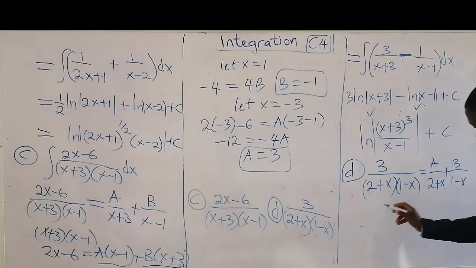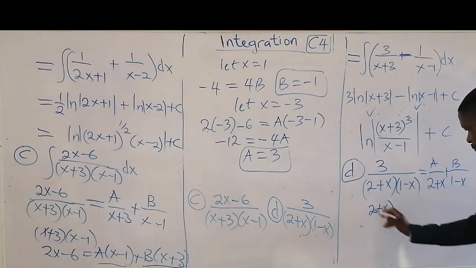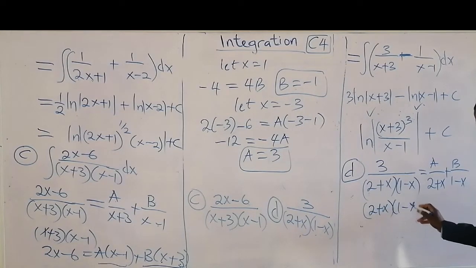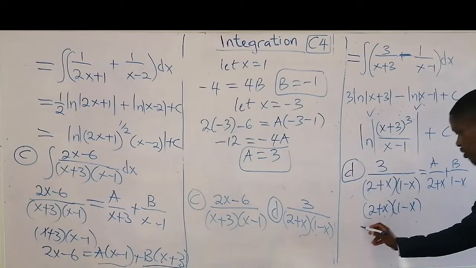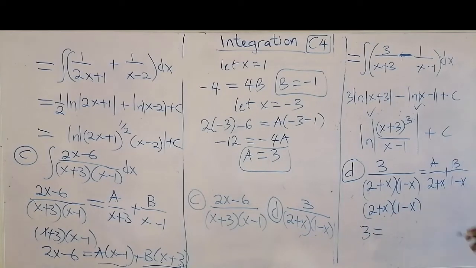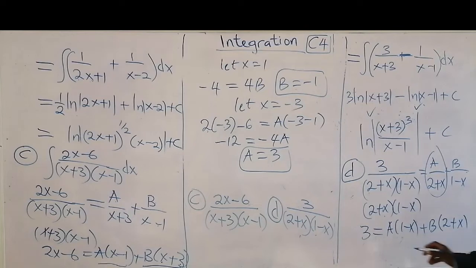So if you multiply through by this common factor, you multiply the two sides of the equation by this common factor, then you have this on the right hand side. For this fraction here, that will be what? a times what? 1 minus x, then plus, for this one, that will be b times what? 2 plus x.